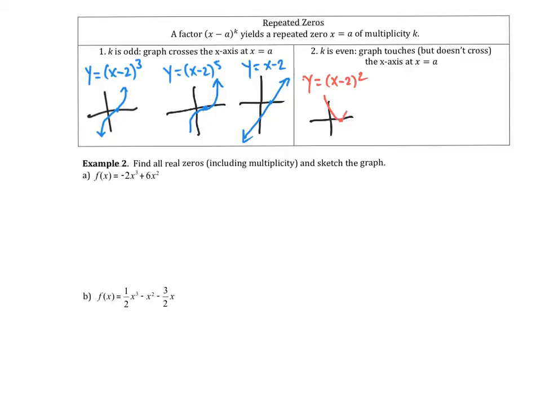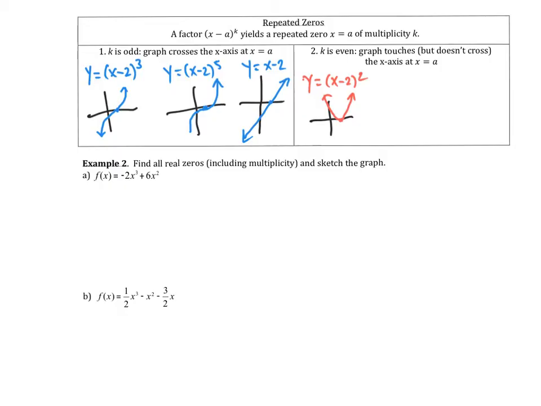Okay. So in this case, the graph touches at x equals 2, but it does not cross the x-axis. It comes back in the way it came from. That's what will happen when it's an even function, an even multiplicity.